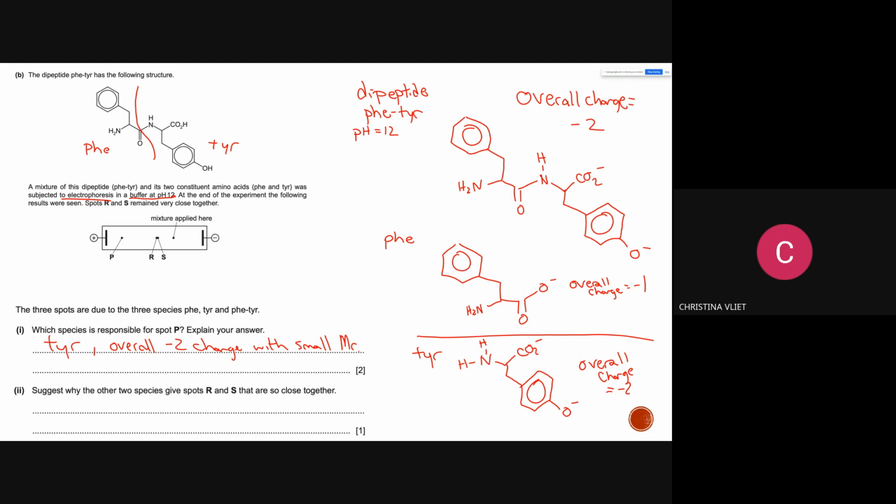And by the way, for the 2 marks here, I was looking at the mark scheme last night, after I solved the question. And literally, somebody would be very happy with this because all you have to say is -2 charge, small MR. That was it for the 2 marks. So technically, you don't have to write all of this out. Writing this out just helps to aid in understanding why this is.